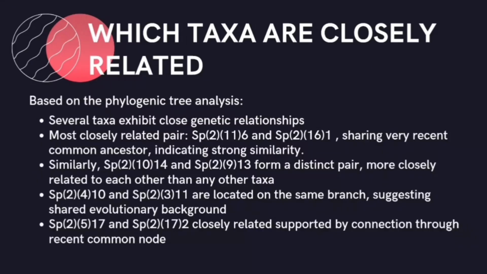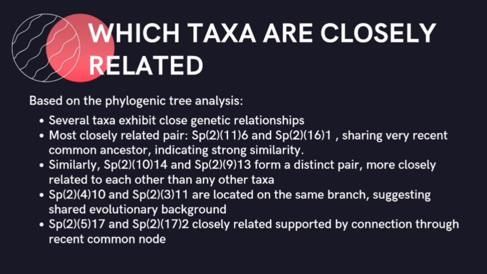Based on the phylogenetic tree analysis, several taxa exhibit close genetic relationships. The most closely related pair is sp2 11.6 and sp2 16.1, which share a very recent common ancestor, indicating strong similarity. Similarly, sp2 10 14 and sp2 9 13 form a distinct pair, showing they are more closely related to each other than to any other taxa in the tree.